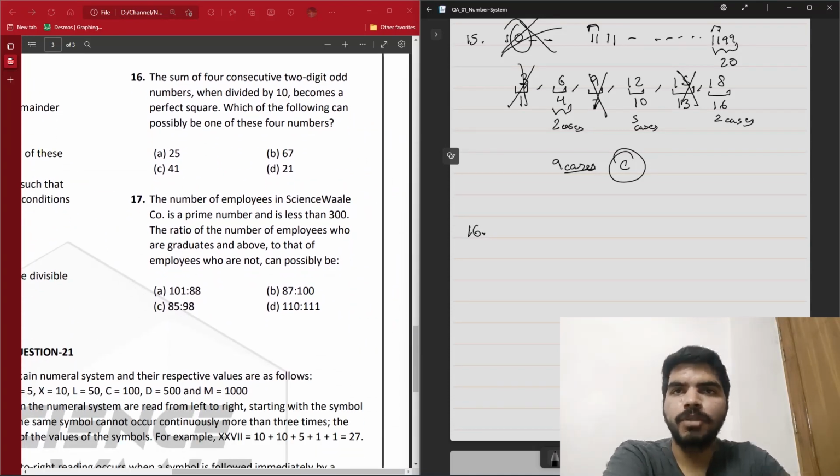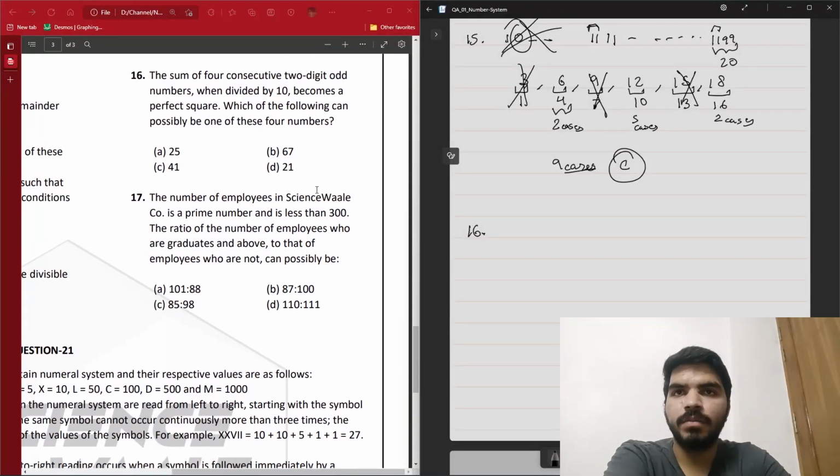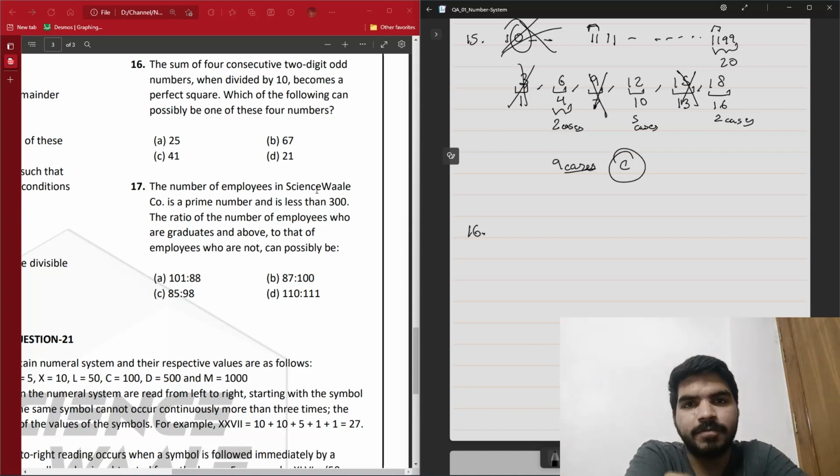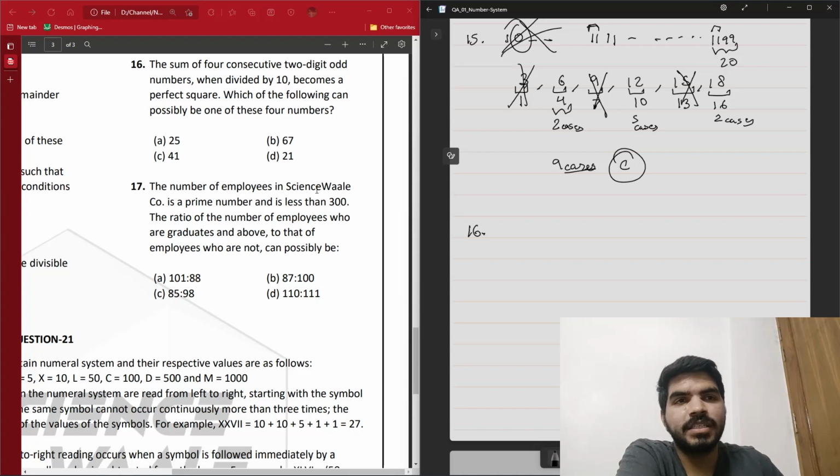Sum of 4 consecutive 2-digit odd numbers when divided by 10 becomes a perfect square. Which of the following can be? One thing is, see the second line, when divided by 10. That means the sum should be divisible by 10, and all 4 are odd numbers. The only possibility is, for example, I have a number, for example 50. Now if I have a number, consecutive is there, so 49, and you exclude this, but this is 51.